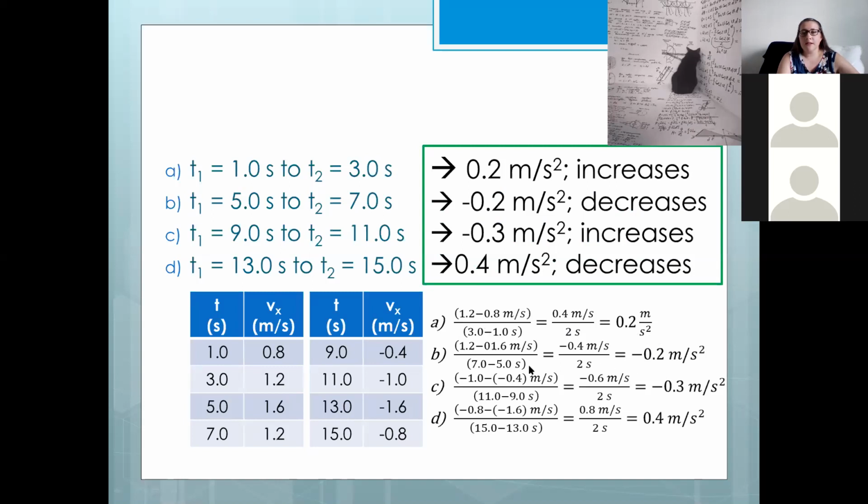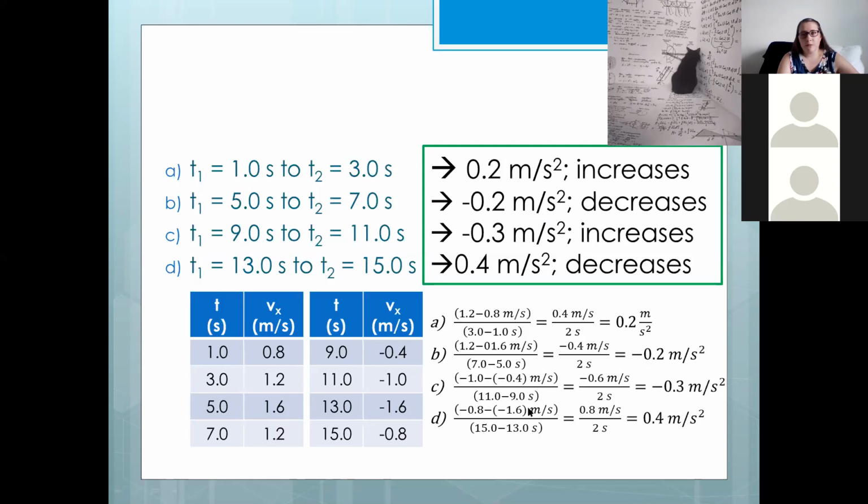Okay, same basic idea for the other time intervals. From 5 to 7, our velocity at 7 seconds is 1.2. Oh, sorry, there's kind of a typo in that equation, but it's okay. Our velocity at 5 seconds is 1.6 meters per second, and that time interval is 7 minus 5. So we end up with a negative acceleration in that case. And same format for the next two time intervals.